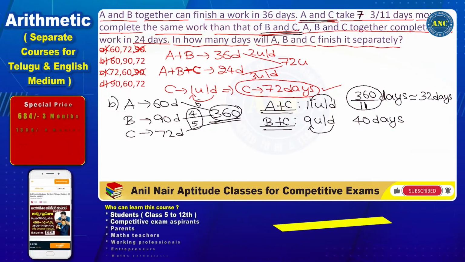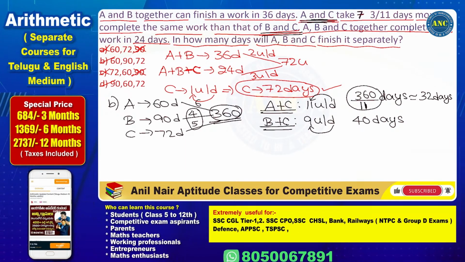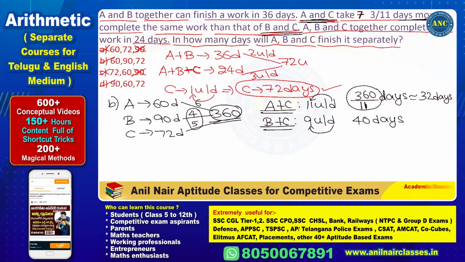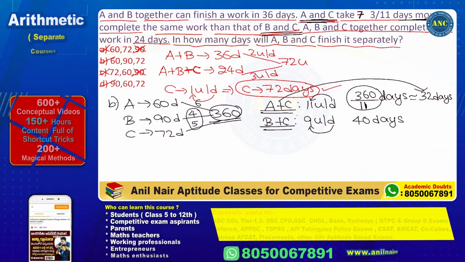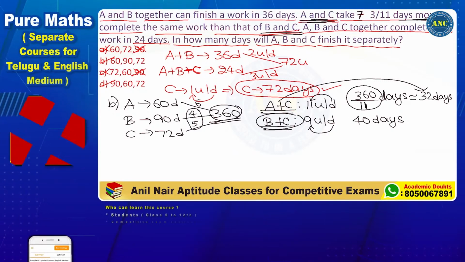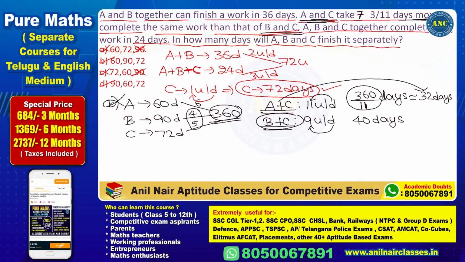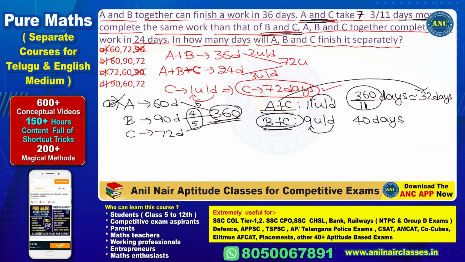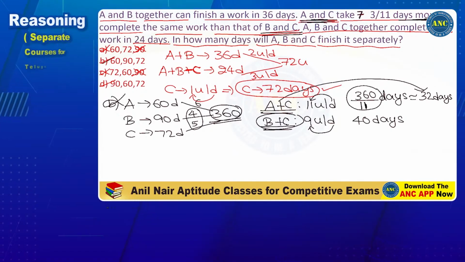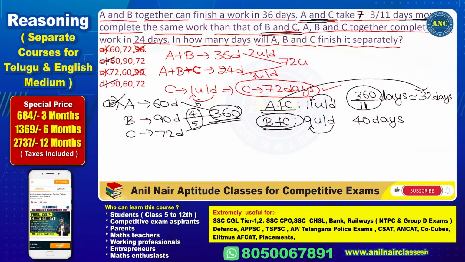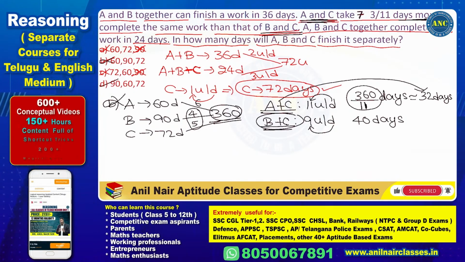Think logically. The question says A and C take more number of days, but if I choose the second option, A and C are actually taking lesser number of days compared to B and C. So can option B be the right answer? Option B cannot be the right answer because it is violating the condition that is given in the question. So therefore option B is incorrect. Option D should be the correct one. I hope the clarity is very much there for every student who is listening to the class.